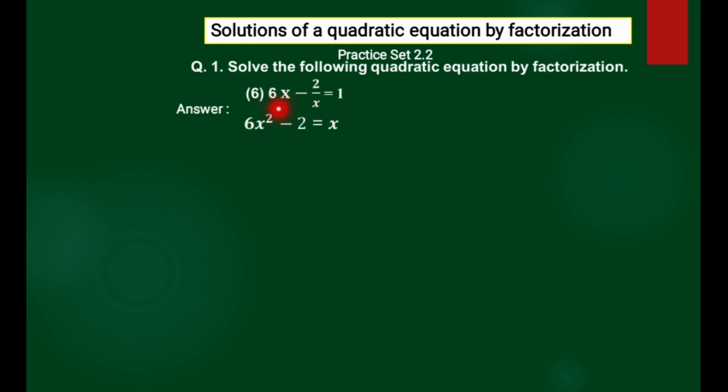After multiplying by x to the first term we get 6x square. Here x gets cancelled, we get minus 2, and after multiplying by x to 1 we get 1 into x, as x. So transferring this x to the left hand side, we get 6x square minus x minus 2 equals to 0. Now this is the general form.